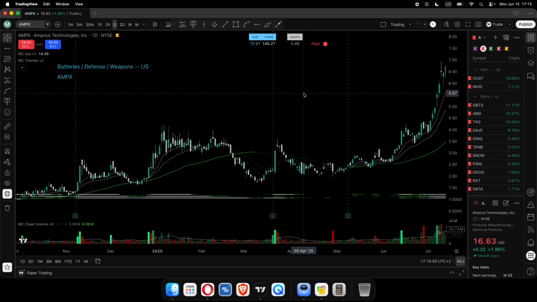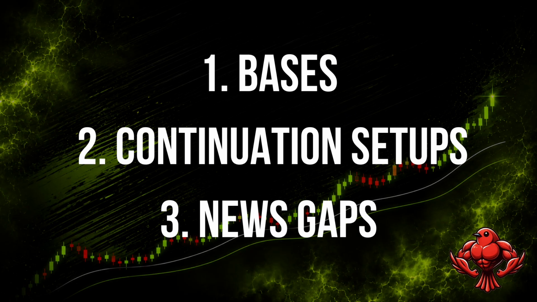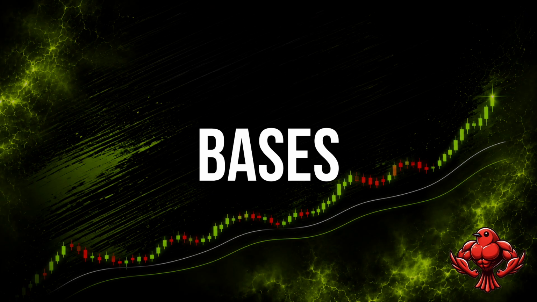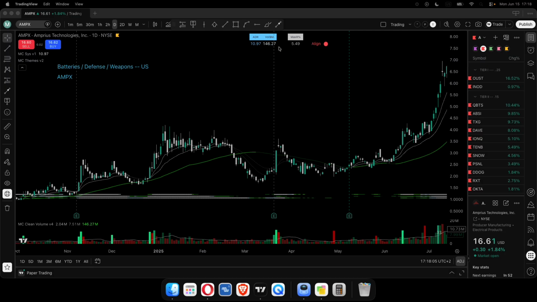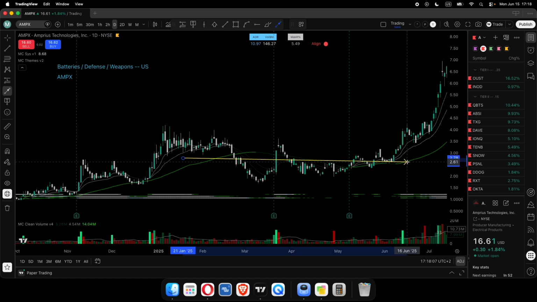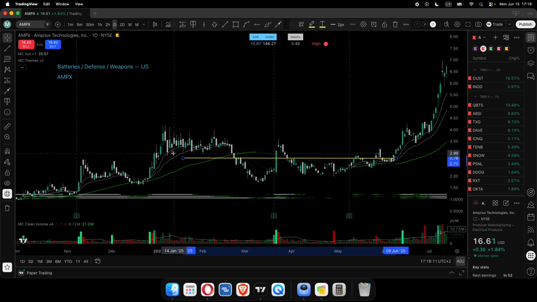So the three setups are the bases, the continuation setups, and the news gaps. So what are bases? Bases are periods of time when price goes sideways. It could be anything from 3 months to up to a couple of years, but typically it's going to be 3 to, let's say, 12 months.